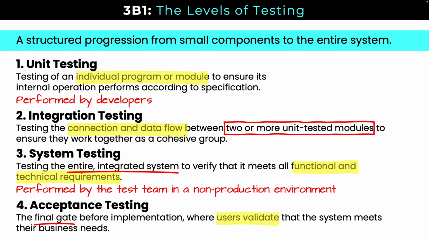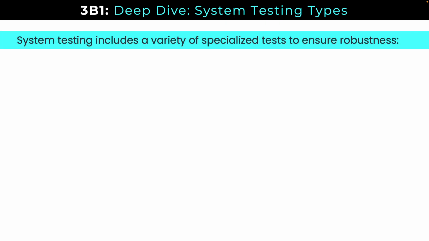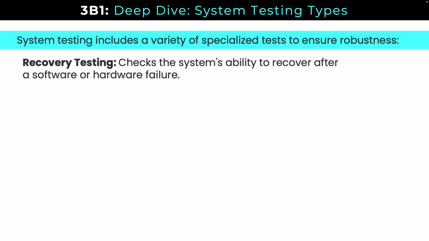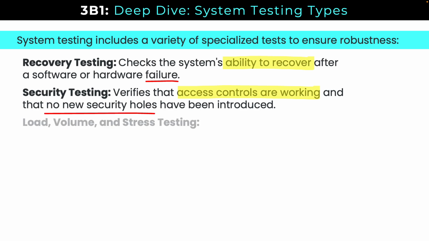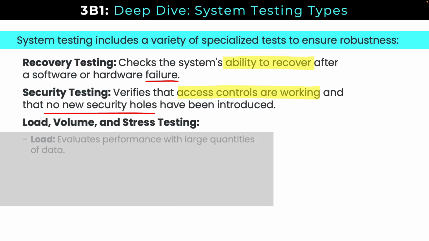Let's drill down on the different types of system testing, because there are multiple specialized tests at a system level to ensure that our system is robust and production ready. There's recovery testing, which checks the system's ability to recover after a hardware or software failure. There's security testing that verifies our access controls are working and that no new security holes have been introduced. And then there's volume, load, and stress testing. These are not quite as self-explanatory on first glance.